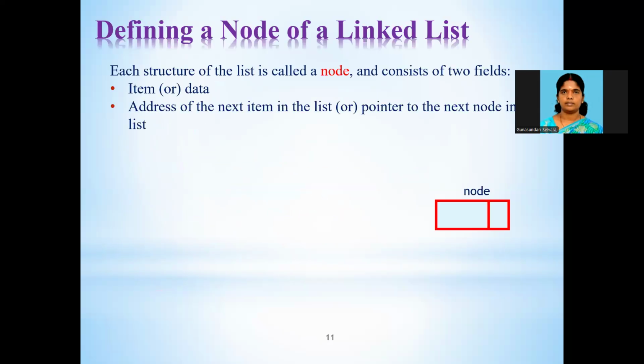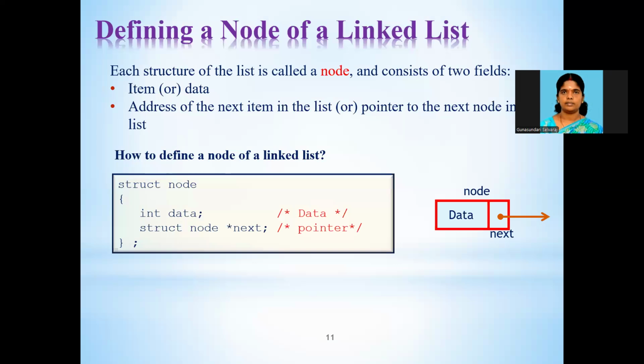So how to implement linked list in C? Before implementing linked list, you have to know how to define a node. How to define a node? With the help of the struct keyword, I can define a node. So struct node. Here I have two fields. The first one, we assume, is an integer data.